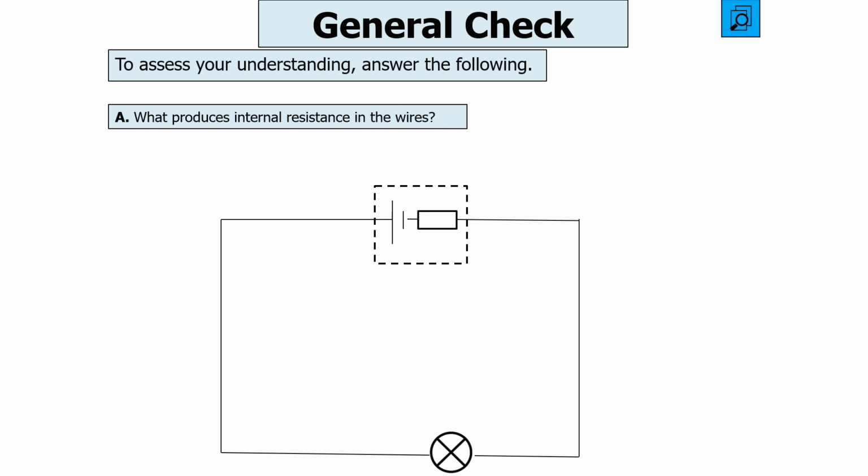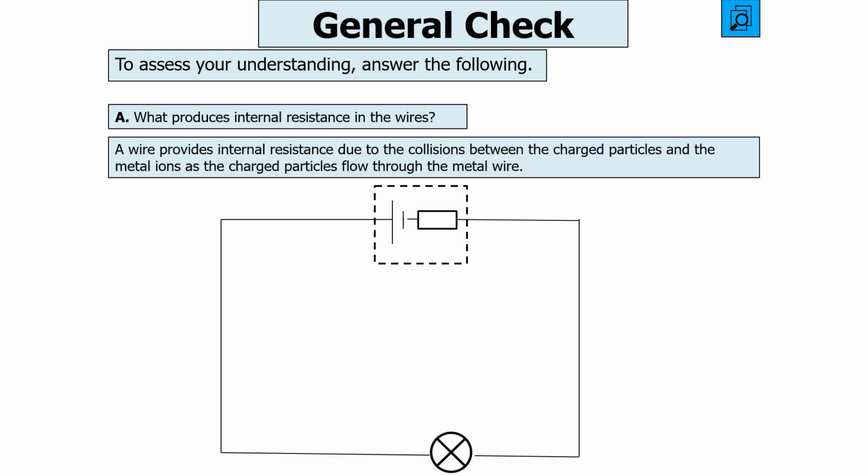The next question says, what produces internal resistance in the wires of the circuit? So pause the video now, then unpause the video when you want to go through your answer. Well, a wire provides internal resistance due to the collisions between the charged particles and the metal ions as the charged particles flow through the metal wire.